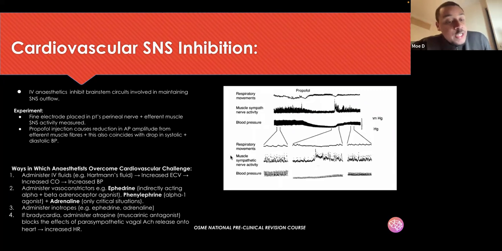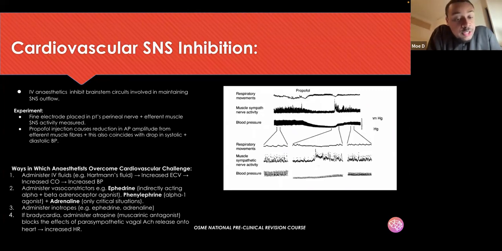And ways in which anesthetists attempt to overcome this cardiovascular challenge is, during the operation, if the blood pressure drops, they can administer IV fluids such as Hartmann's fluid. And what you're doing is you're increasing the effective circulating volume, and in increasing that, you're increasing the cardiac output. And as blood pressure is cardiac output times systemic vascular resistance, you're increasing your blood pressure.